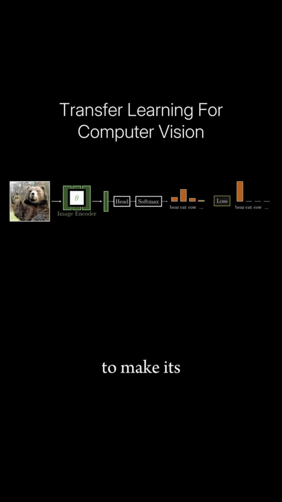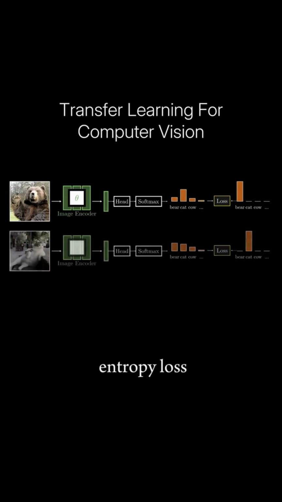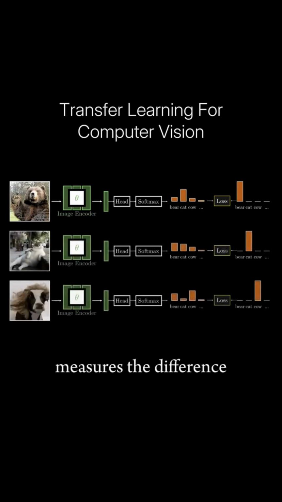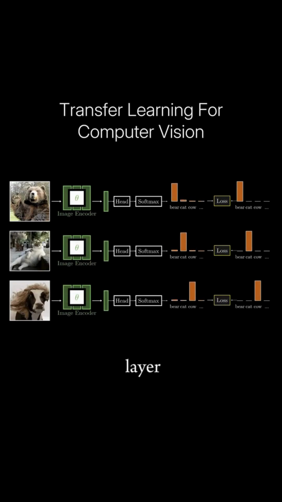We train the model to make its predicted probabilities match this label by minimizing cross-entropy loss. This loss measures the difference between the predicted probability distributions from the softmax layer and the actual one-hot encoded label.